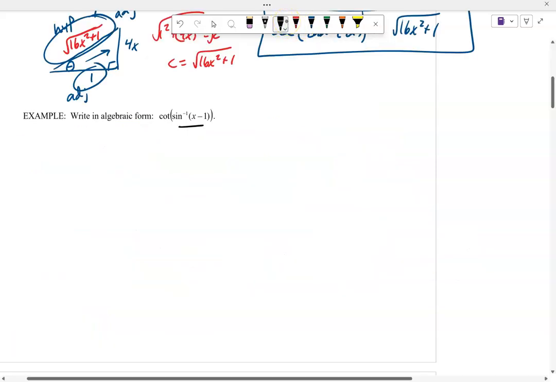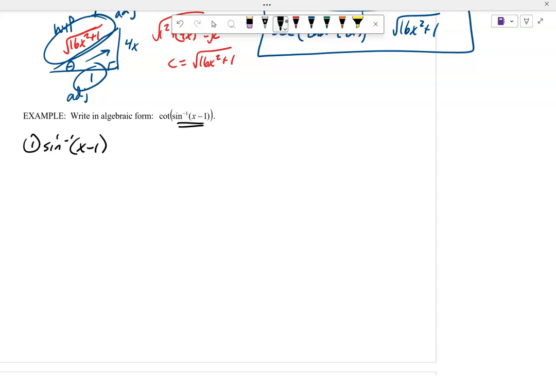Similarly on this problem, we're going to start with that arcsine of x minus 1. We'll set that equal to theta. So we'll name that theta. And that means if the arcsine of x minus 1 equals theta, then the sine of theta equals x minus 1. And of course, sine of theta is opposite over hypotenuse. That's what our sine is.